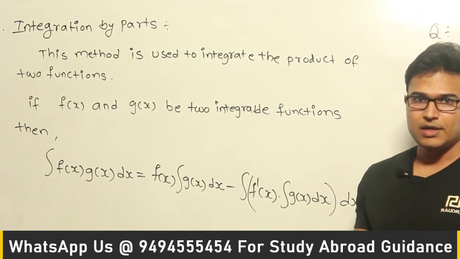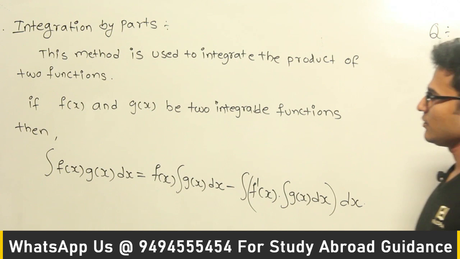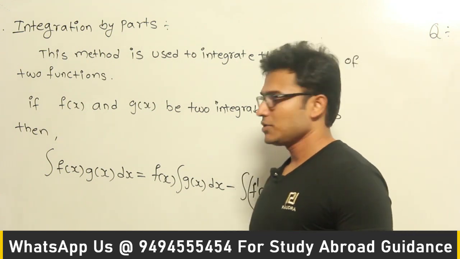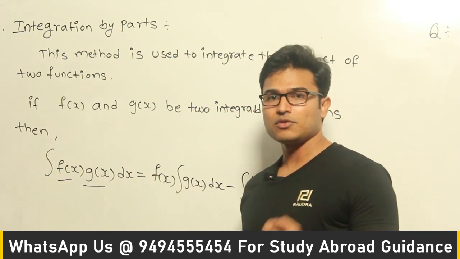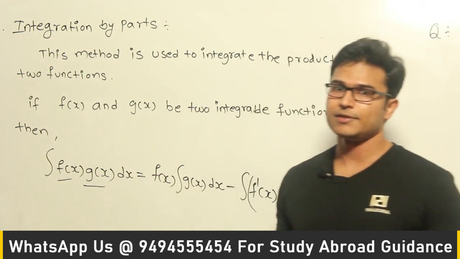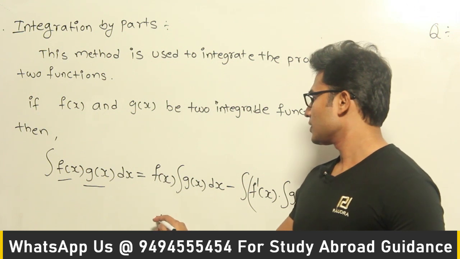Okay, so with examples I'll tell you how to solve it, and if you want to simplify the examples, one rule you can remember is: whenever two functions are given, which function you want to choose as f of x and which function you want to choose as g of x. Depending on your choice, some questions can be solved easily. So you can remember this rule.